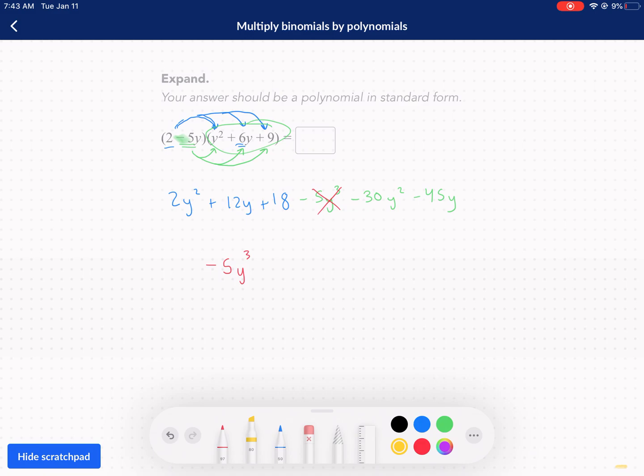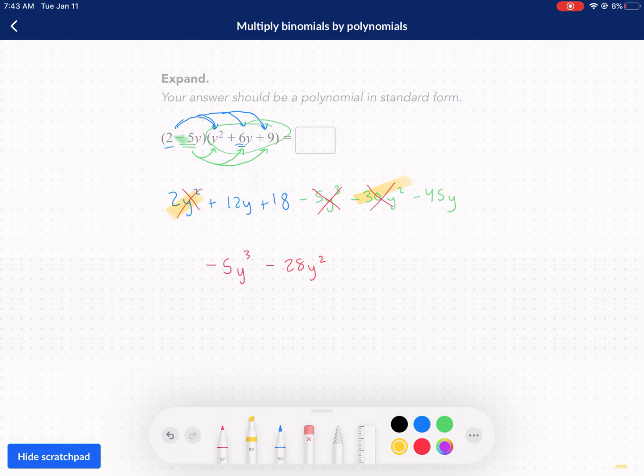My next one is y squared. Any other y squareds? Yes, there are. There's almost always going to be like terms with these. That's negative 60y squared. Oh, I'm not multiplying, sorry. I'm adding. So that's going to be negative 28y squared. Cross those ones off. Done with that.